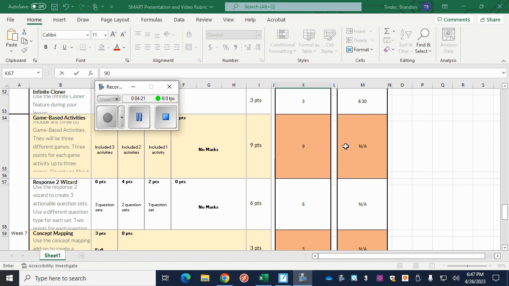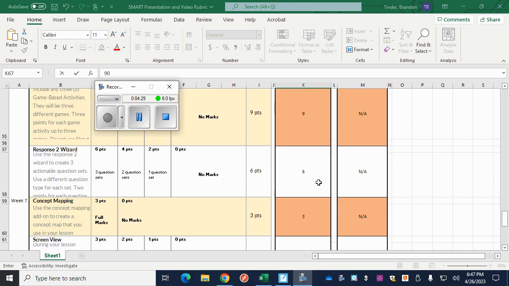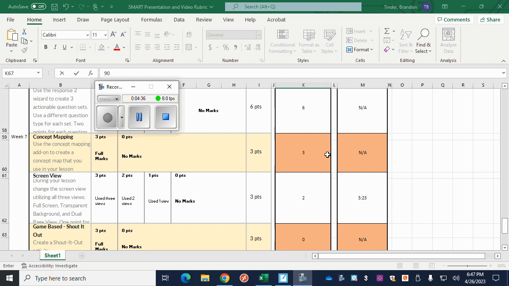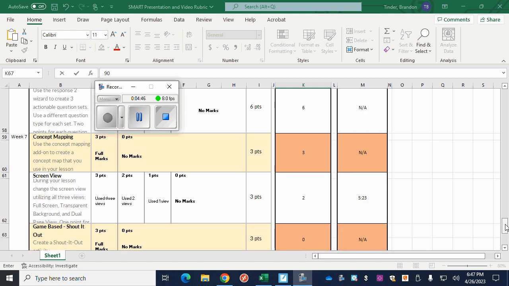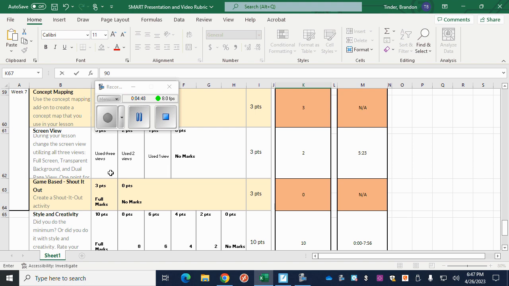This required a paid subscription to Smart Notebook, which I do not possess. Same thing with Response Wizard. Did not put that in there because it needs a premium Smart Notebook subscription. Same thing with content mapping. Also required a premium subscription that I did not pay for. Do not have. Screen view. I did not do the transparent background one. I do not know how to do that.